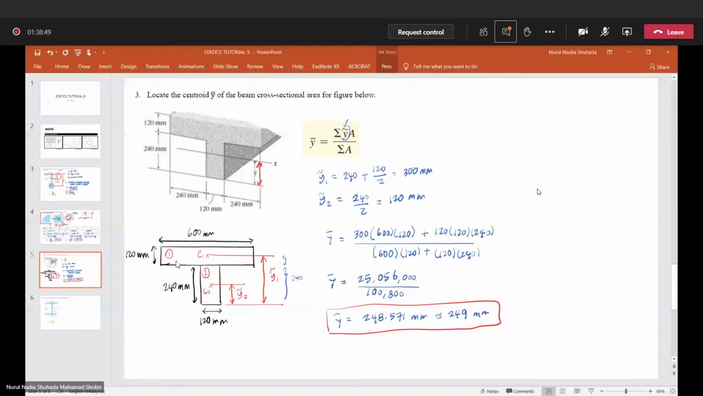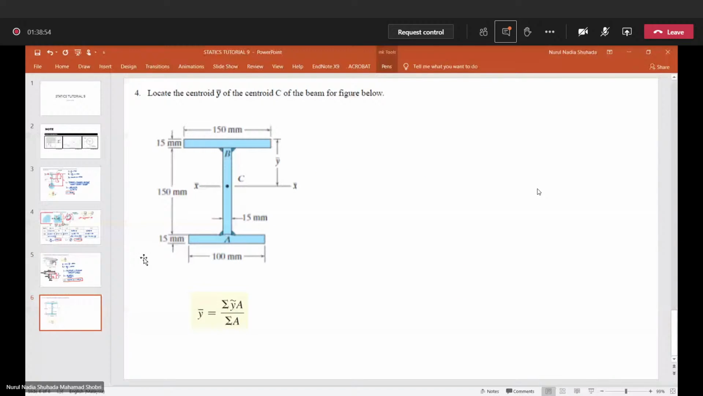Question number 4 is similar to question number 1. So pay attention to from where to where you have to calculate the centroid y for each geometry. This is from the centroid to the upper part of the shape. You can spend 10 minutes to try question number 4.